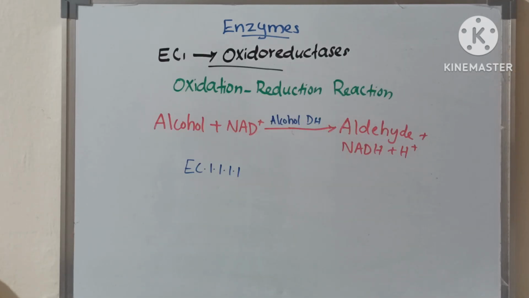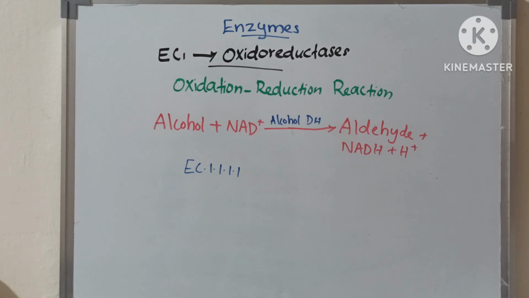So the first one is EC1, that is oxidoreductases. This enzyme catalyzes oxidation-reduction reactions. Oxidation means removal of hydrogen or removal of electrons. Reduction means addition of hydrogen or addition of electrons. An example of an oxidoreductase is alcohol dehydrogenase with Enzyme Commission number 1.1.1.1.